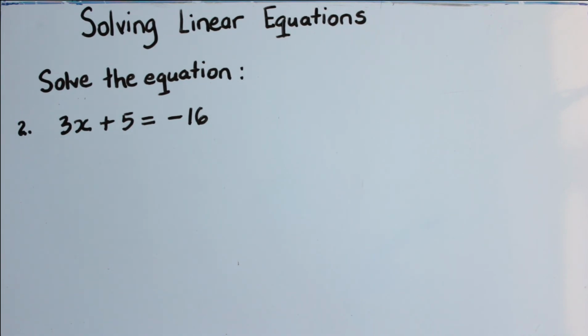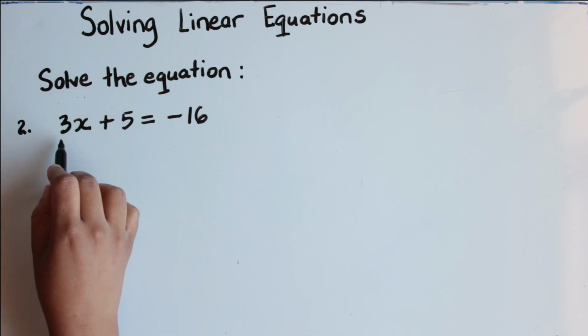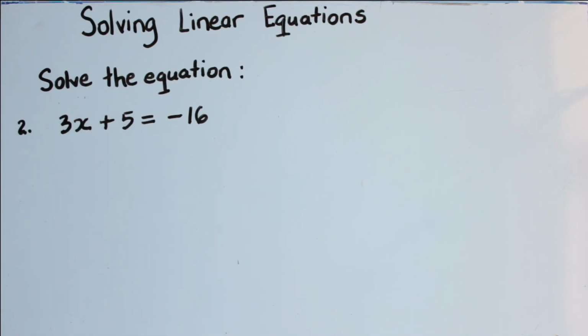Let's look at our second example. You could pause the video and have a go. Okay, so let's work this. 3x plus 5 equal to negative 16. I'm trying to solve for x, which is my unknown. So I need to get rid of two things. I need to get rid of this 5 as well as this 3 so that I'm able to have just the x on my left hand side in this case.